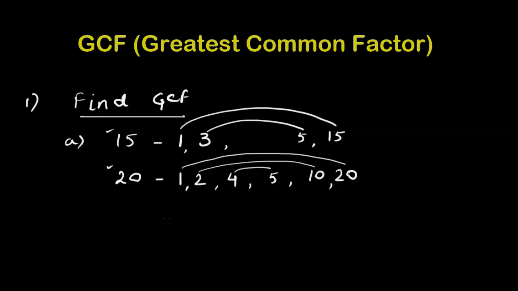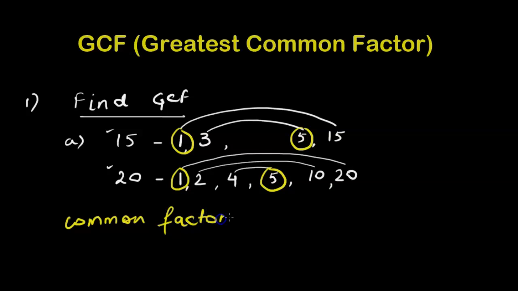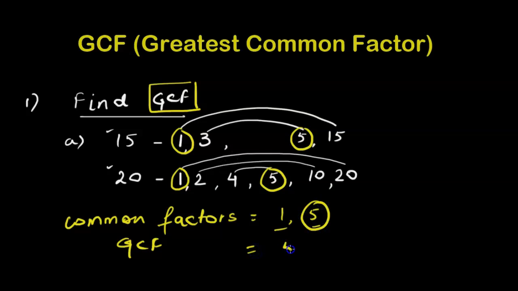Let's circle the common factors of both 15 and 20. That's the next step. So 1 is common. Next we see 5 is common in both. And after that, nothing is common. If the question wants us to write the common factors of 15 and 20, then the common factors are 5 and 1. However, the question wants us to find the GCF. GCF is the greatest common factor. So out of the common factors, the greatest number is the answer. And that's how we find the greatest common factor.